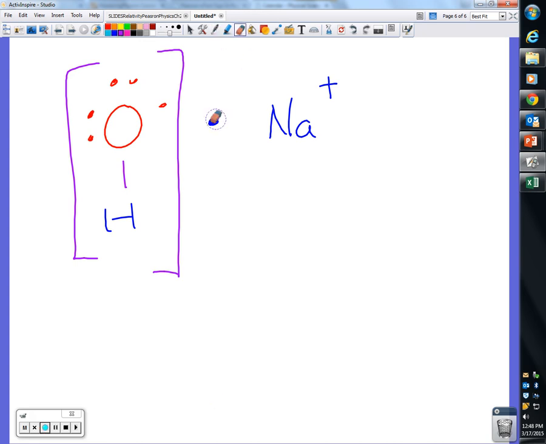But once it gains that valence electron from sodium, it now has the 8 valence electrons to make it stable. However, if we totaled up all of the protons and electrons inside of those purple brackets, would it be the same number of protons and electrons?